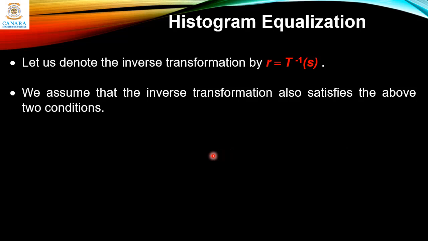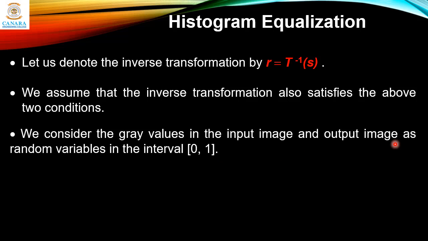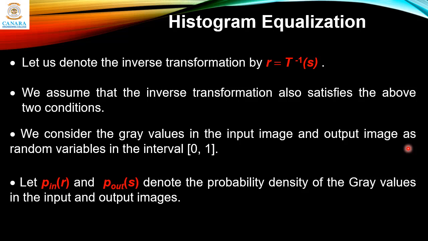So let us denote the inverse transformation by R equal to T inverse of S. This is the inverse transformation, and assume that it also satisfies the above two conditions, which are the monotonically increasing condition and preserving the range between 0 and 1. So we consider the gray values in the input image and output image as a random variable in the interval 0 to 1.